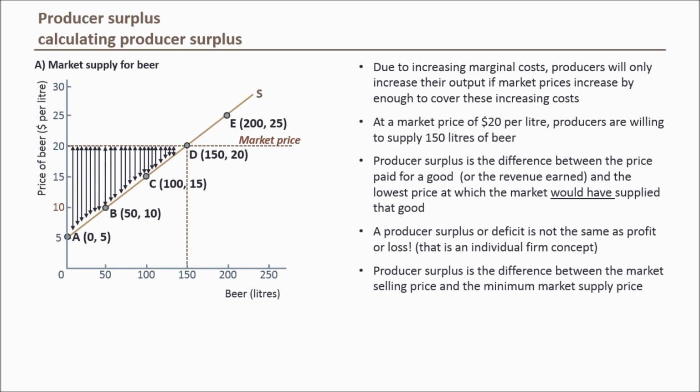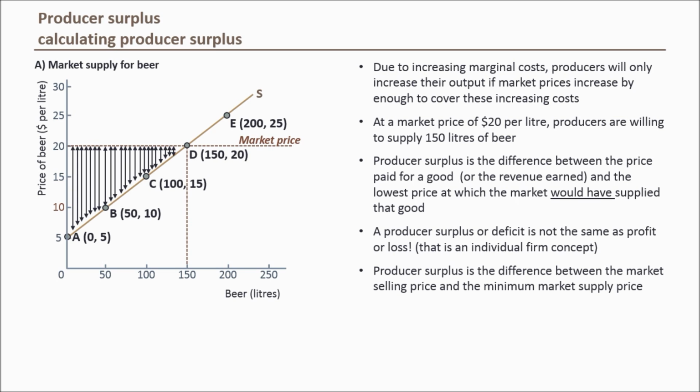If we wanted to calculate the total market producer surplus, we would have to draw a black arrow between the market price level and the supply curve at every point on the supply curve, which is not a very efficient way of calculating total market producer surplus. But by looking at just some of the arrows, we can see from the graph that the total market producer surplus is simply equal to the area underneath the market price level and above the supply curve.